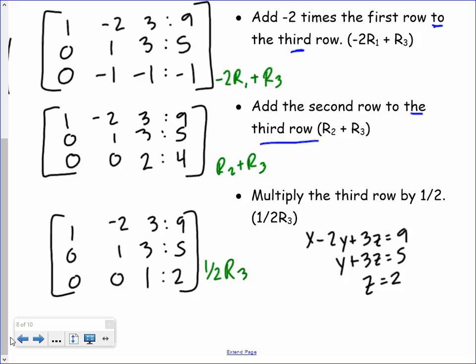Is that easy to solve? Yeah, you already know z is 2. You can plug that 2 into that second equation. 3 times 2 is 6. Subtract it, so y is negative 1. And then you can plug negative 1 and 2 in, and that would be plus 2 plus 6, so that's x plus 8 equals 9. Subtract 8, and x is 1. So you're basically doing the algebra for solving a system, but you're not seeing all those variables because it's organized in a matrix. Cool?